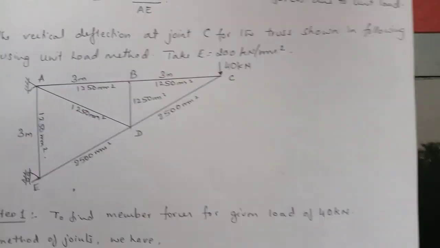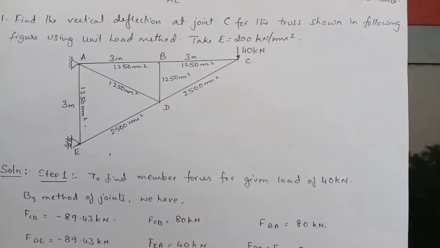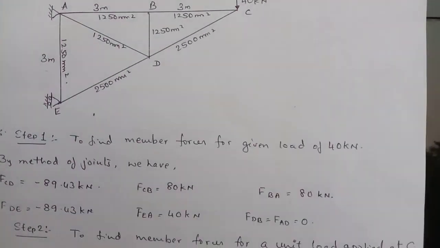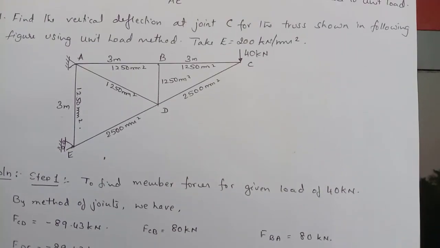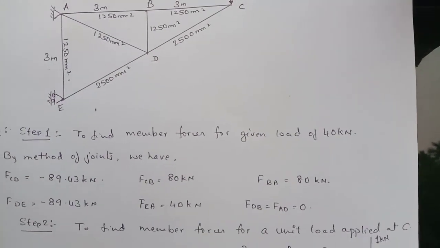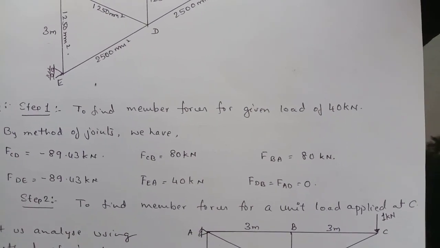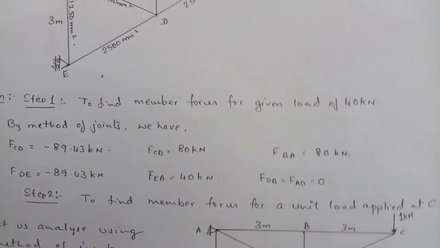So first of all, for the same problem you analyze by using the method of joints or method of section for the given load. So the given load is 40 kilonewton. The same truss you consider and analyze it either by using method of joints or method of sections. You get the member forces. List out all those member forces.